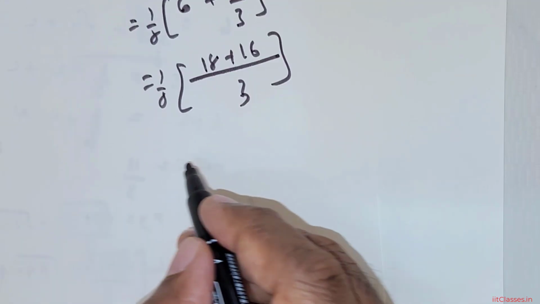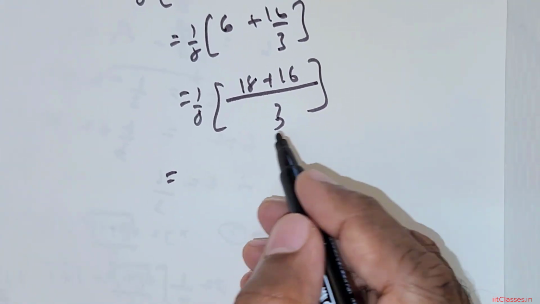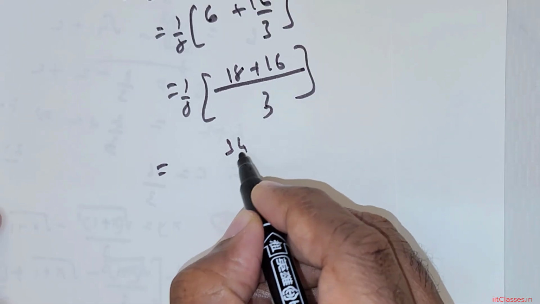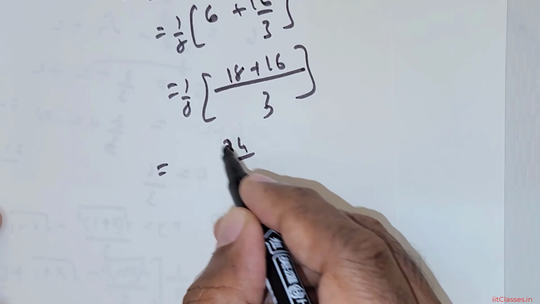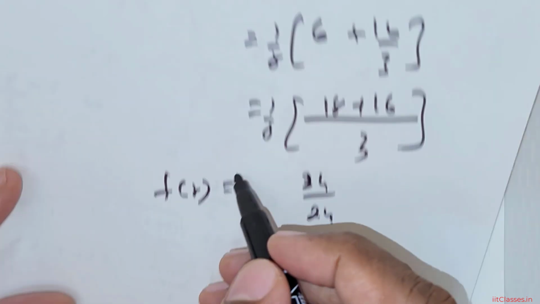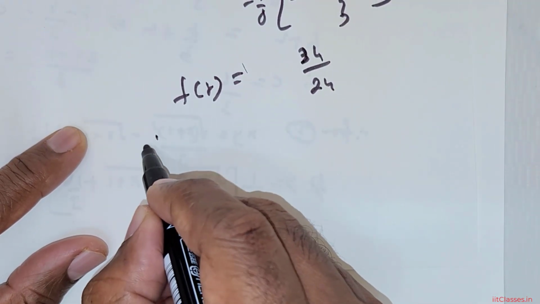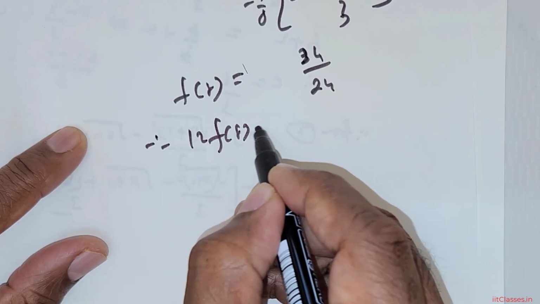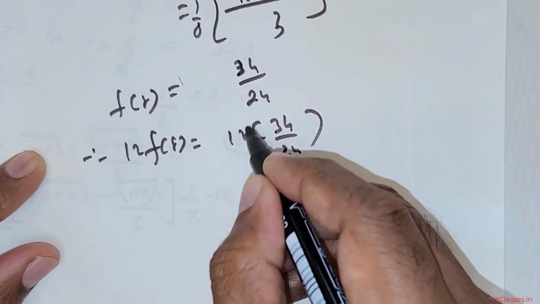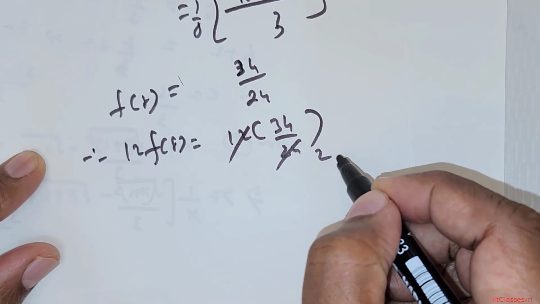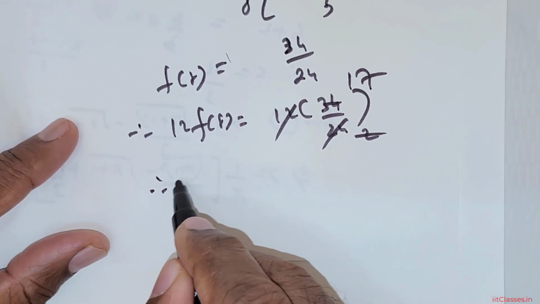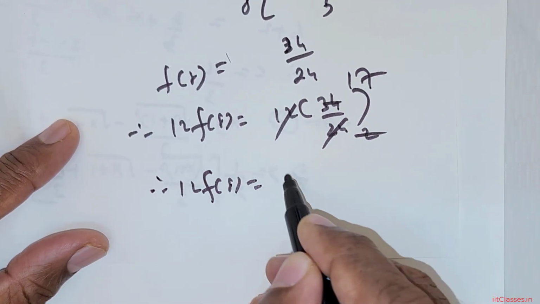So it's 1 over 8 of, 3 times 6 is 18, positive 16. Right. So this is equal to 34 over 8 times 3, which is 24. This is nothing but f of 8. But we need 12 times f of 8. So it's going to be 12 times 34 over 24. This divides here 2 times. This divides here 17 times. Isn't it? So therefore 12 times f of 8 is equal to 17.